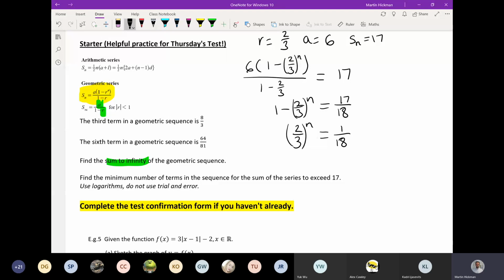So don't just round down here to 7, because 7 terms won't be enough. 7 terms would give you a number that was less than 17. You need a number that's greater than 17, so you'd need 8 terms. This is a type of question that you might want to practice ahead of the test next Thursday.